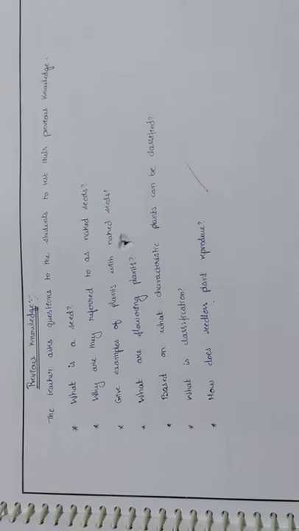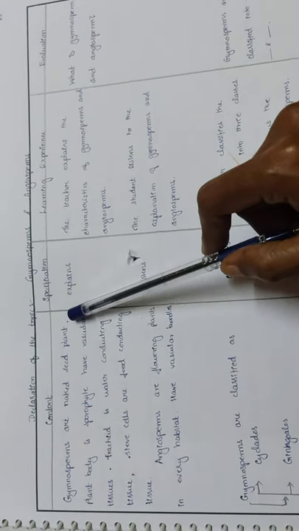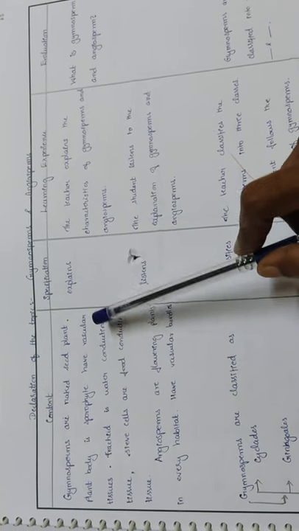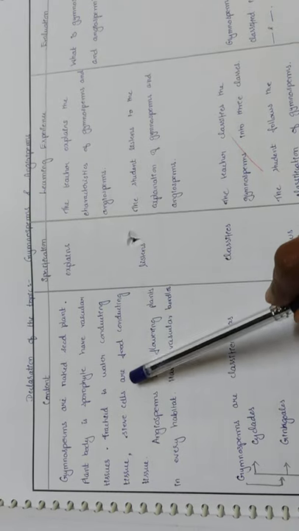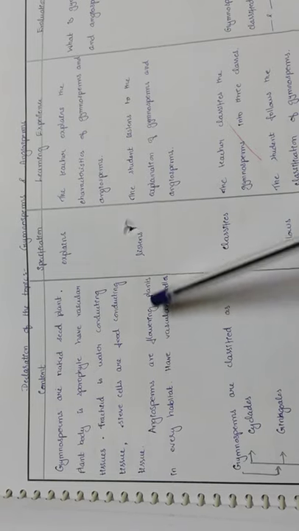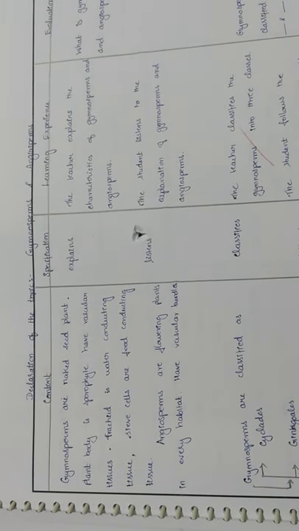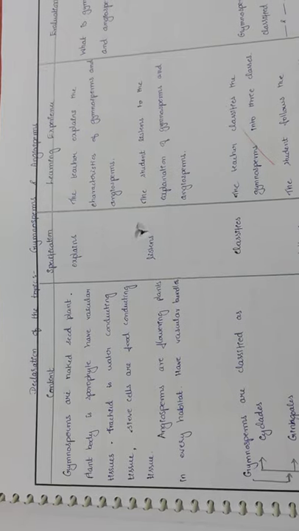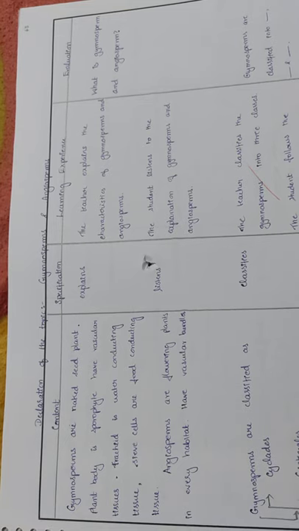Now we will see the main content. Declaration of the topic: gymnosperms and angiosperms. Gymnosperms are naked seed plants. The plant body is a sporophyte and has vascular tissues. Tracheid is water conducting tissue. Sieve cells are food conducting tissue. Angiosperms are flowering plants found in every habitat. They have vascular bundles. So the teacher explains the characteristics of gymnosperms and angiosperms. The student listens to the explanation of gymnosperms and angiosperms.